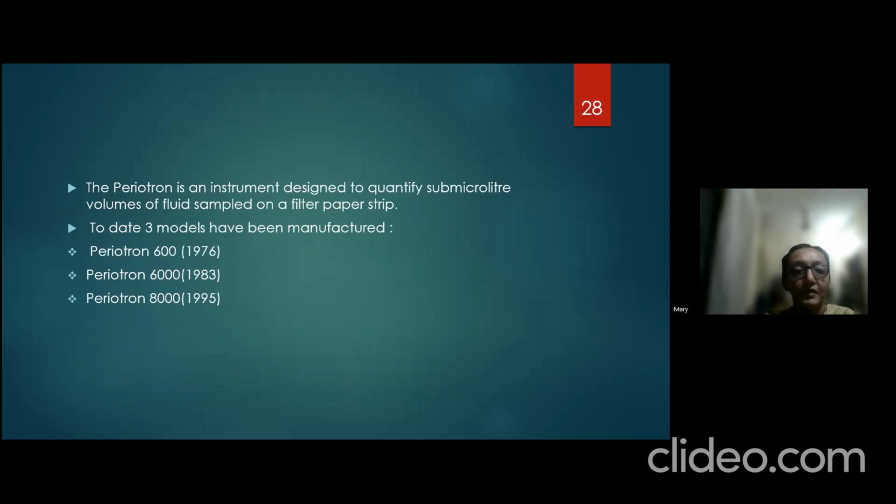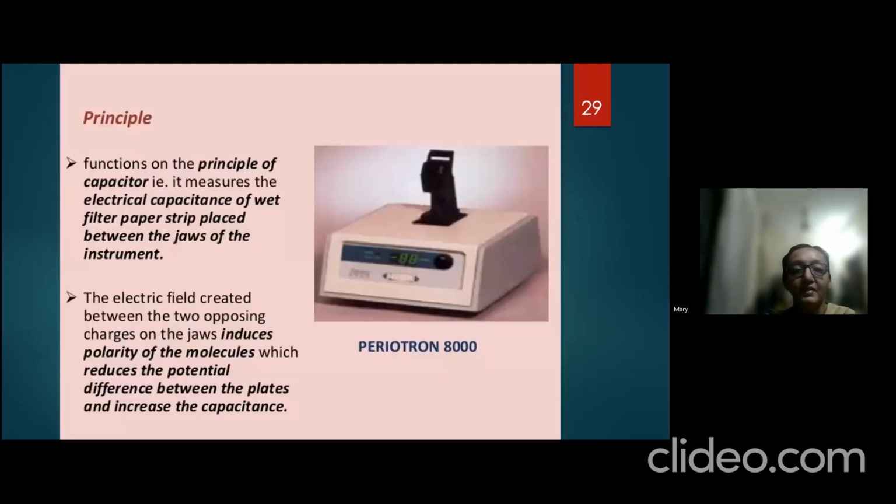Three models of the Periotron have been introduced since 1976. The latest is the Periotron 8000, which is in use at present. This is a picture showing the Periotron 8000. Here the main principle of measuring the amount of fluid is that of a capacitor. That is, it measures the electric capacitance of a wet filter paper placed between the jaws of the instrument. So the instrument has a jaw wherein the filter paper is inserted, after which, using the electric capacitance, you can measure the amount of fluid collected in the filter paper.